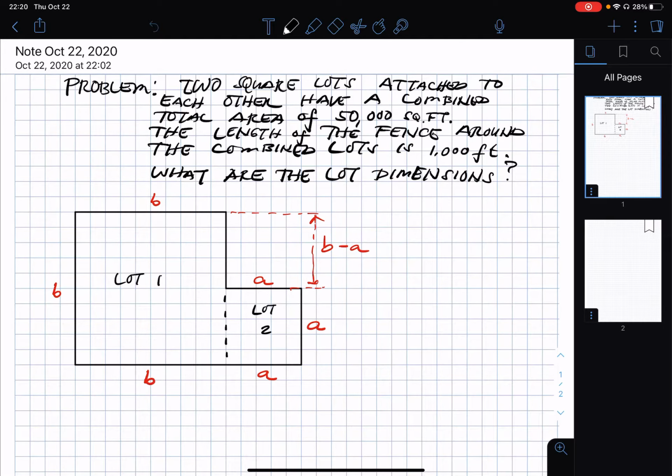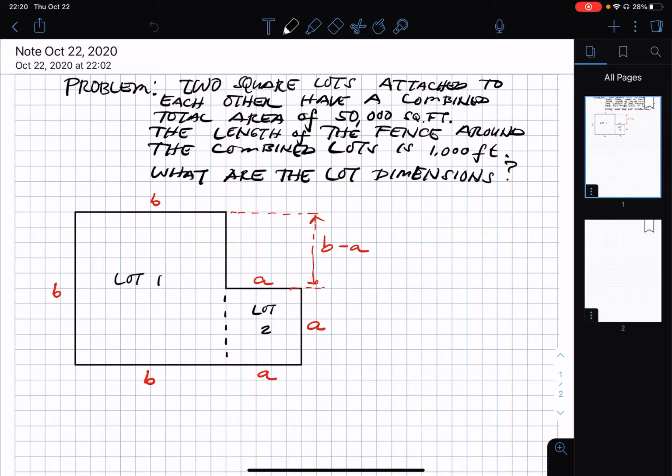Okay, today we are solving worded problems in algebra, and this will be an application of two equations with two unknowns. Let me read the problem. Two square lots attached to each other have a combined total area of 50,000 square feet. So lot 1 and lot 2 have a combined area of 50,000 square feet.